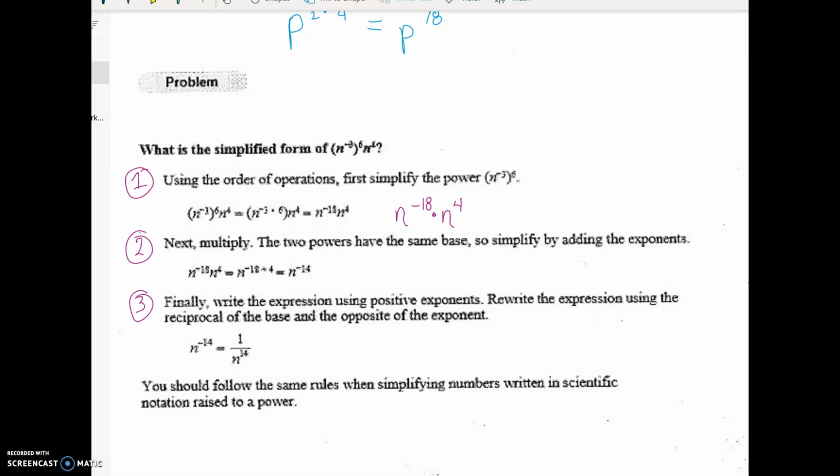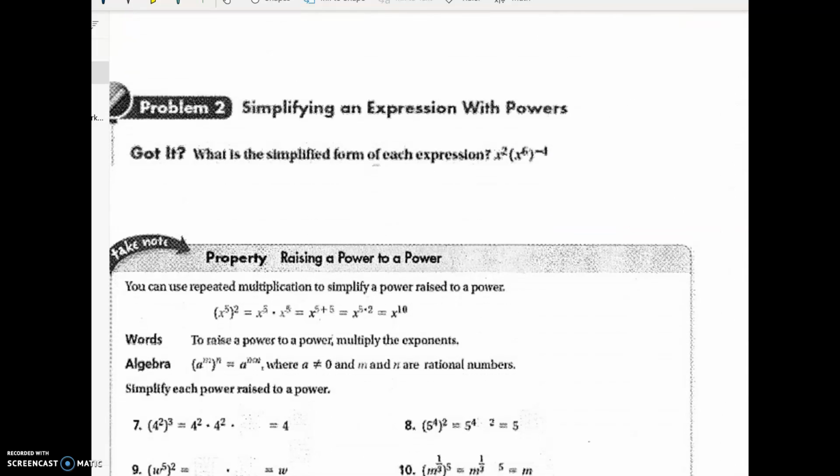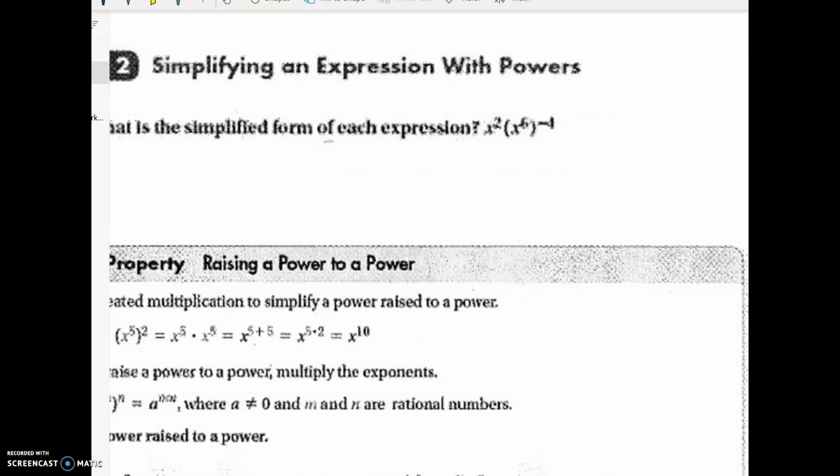Now you should also follow these same rules when you're simplifying numbers that are written in scientific notation. So we'll see a little bit of that as well today, all right? So let's do an example here where we have a little bit of a more complex problem. So we have x squared, and then we have x to the 6th, and that is raised to the negative 4th power. I know it's a little blurry again. Sorry about the copy, but I at least can read this a little bit.